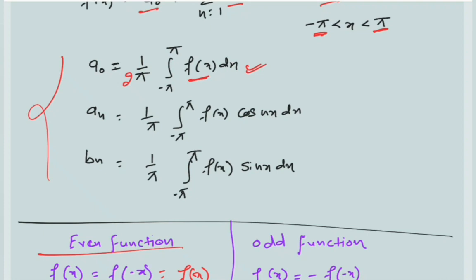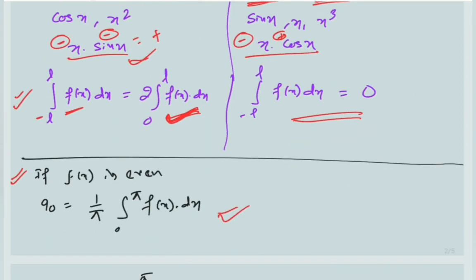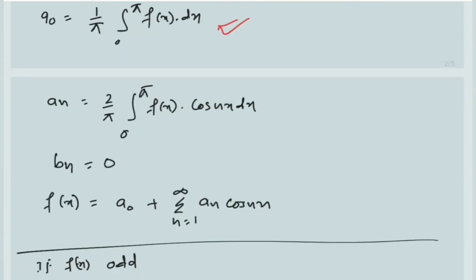Similarly, a n. Now go to the expression for a n, which is 1 by pi times the integral from minus pi to pi of f(x) cos nx dx. Again here the interval is from minus pi to pi, and the function f(x) is an even function, so it will be reduced to 2 by pi times the integral from 0 to pi of f(x) cos nx dx, because f(x) is an even function.